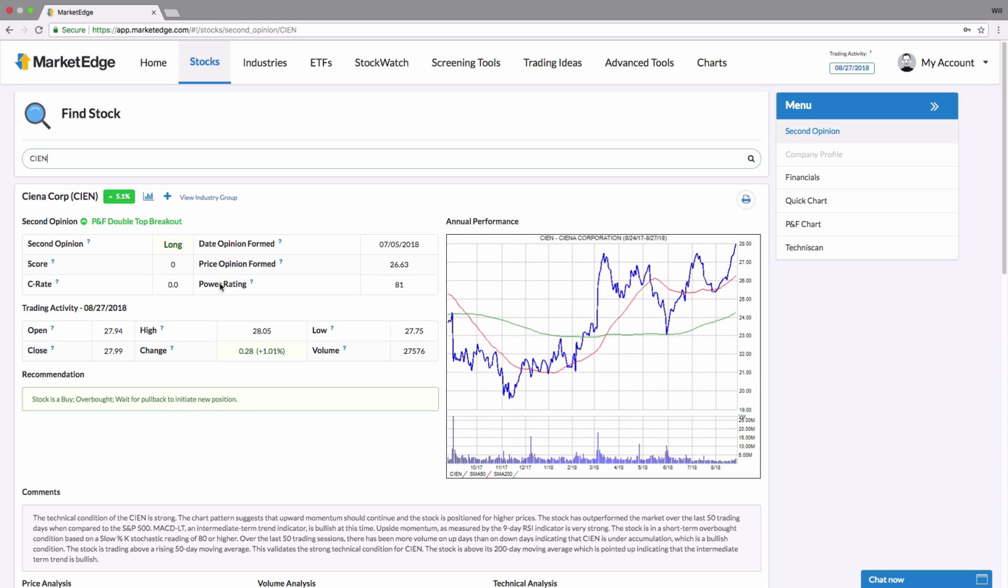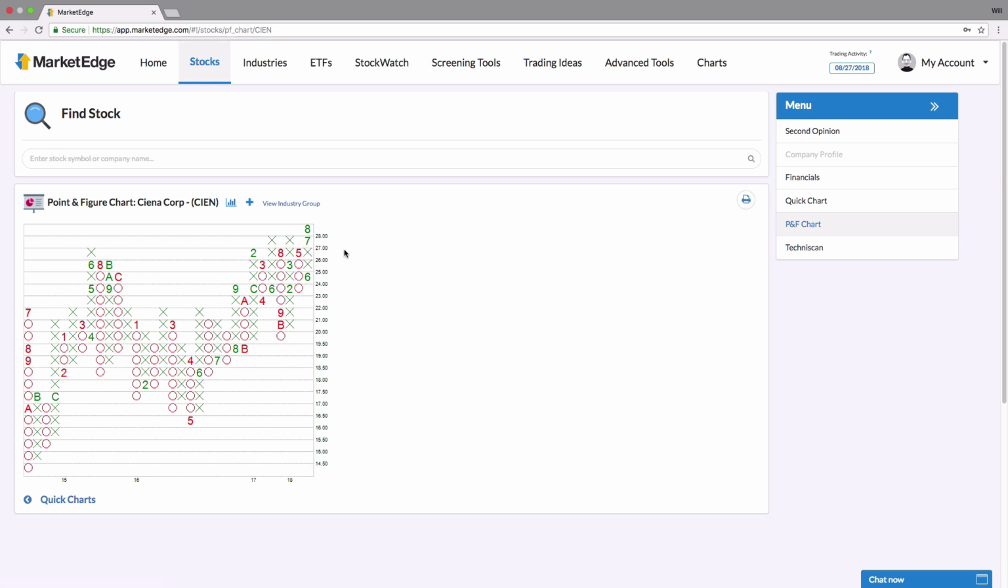Okay, we're long the stock, and you can see at the top here, we had a point and figure double top breakout. So what exactly does that mean? This is actually a triple top breakout.